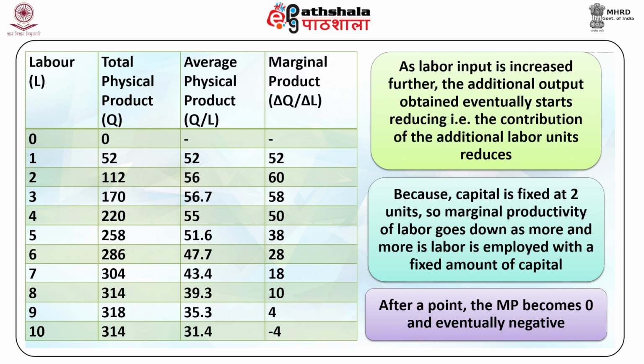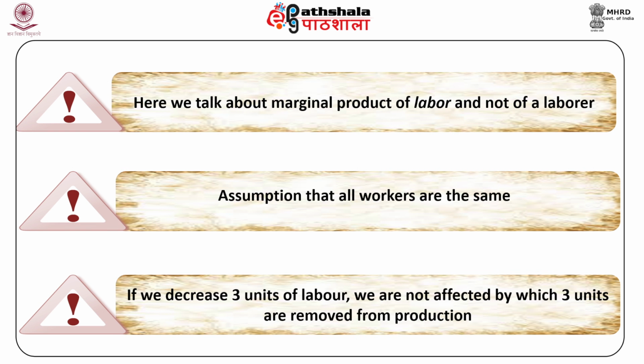This is because capital is fixed at 2 units. So, marginal productivity of labor goes down as more and more labor is employed with a fixed amount of capital. After a point, the MP becomes 0 and eventually negative, which means with the level of capital remaining fixed, employing additional labor will actually reduce output beyond a point. Note that here we talk about marginal product of labor and not of a laborer. It is also assumed that all workers are the same. That is, if we decrease 3 units of labor, we are not affected by which 3 units are removed from production.